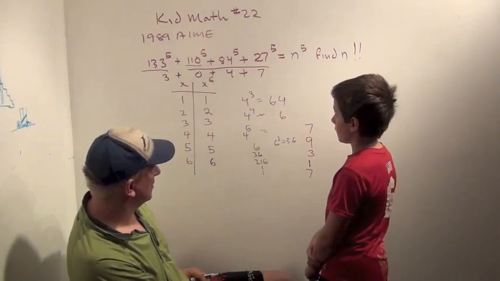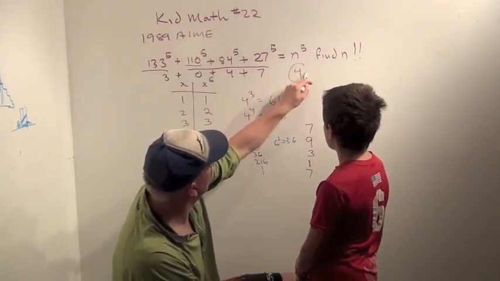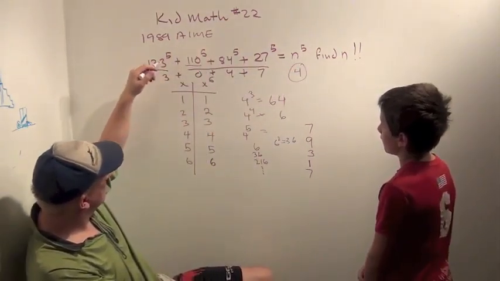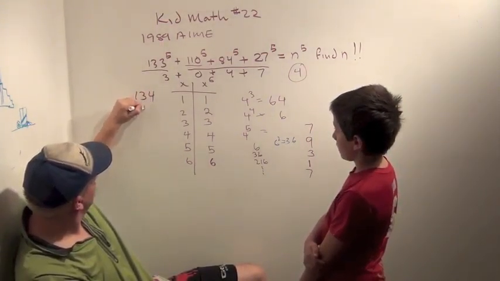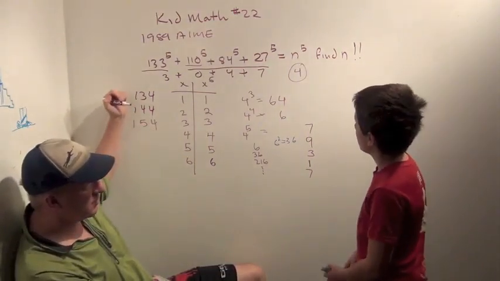3 plus 4 plus 7 is 14. So the last digit of this number to the fifth is going to be a 4. That means this number, n, has to end in a 4. So we can guess it's either going to be 134, 144, or maybe 154, depending on how big we get.